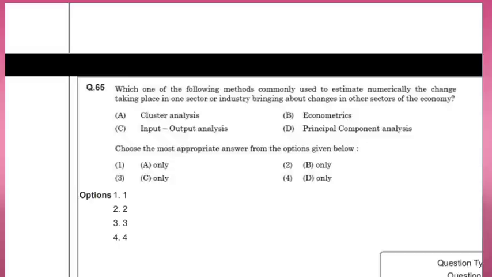And next question, which one of the following methods is commonly used to estimate numerically the change taking place in other sector industry and the bringing about that change in other sectors of the economy, basically. The answer is 3, option C, basically input output analysis is the correct answer. Input and output analysis, option 3 is the correct answer.